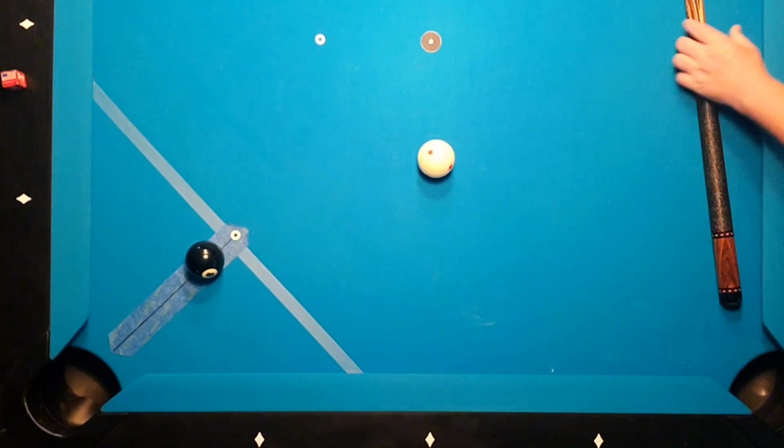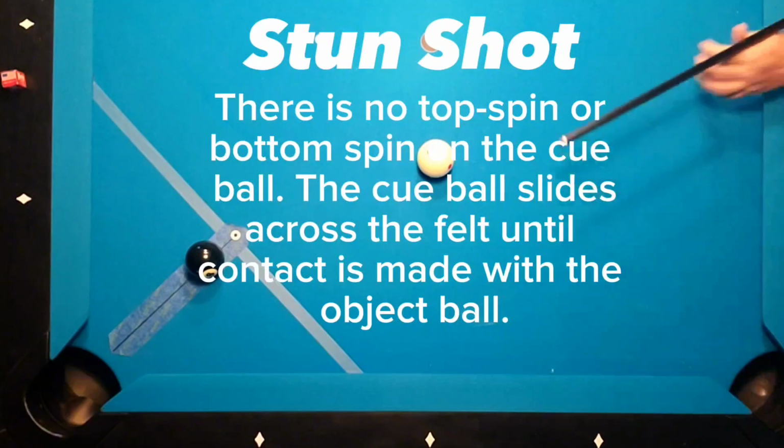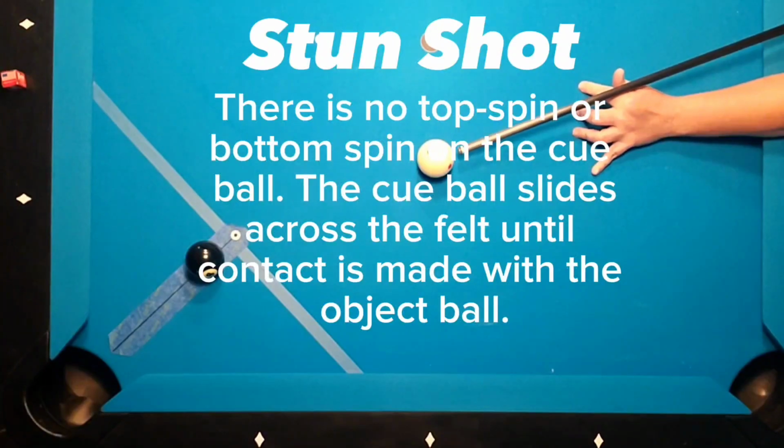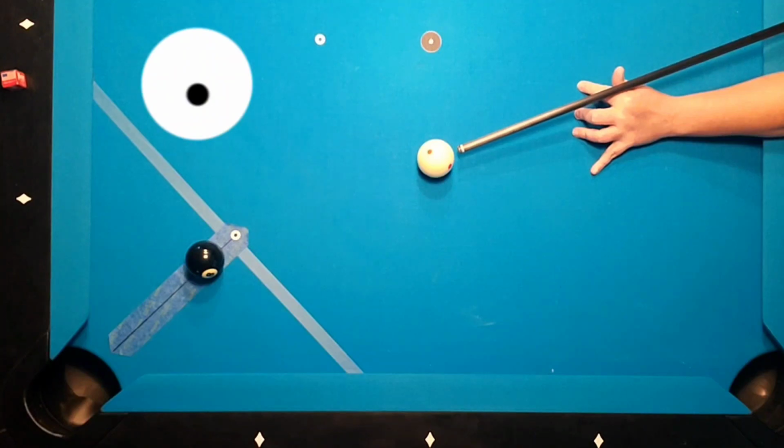In this first drill, I'll be hitting the cue ball with a stun shot, also called a stop shot. When a stun shot is executed correctly, there is no top spin or bottom spin on the cue ball. The cue ball slides across the felt until it makes contact with an object ball. A stun shot is achieved by hitting just below center on the cue ball with a firm stroke. I will cover drills that will help you master the stun shot in future videos.